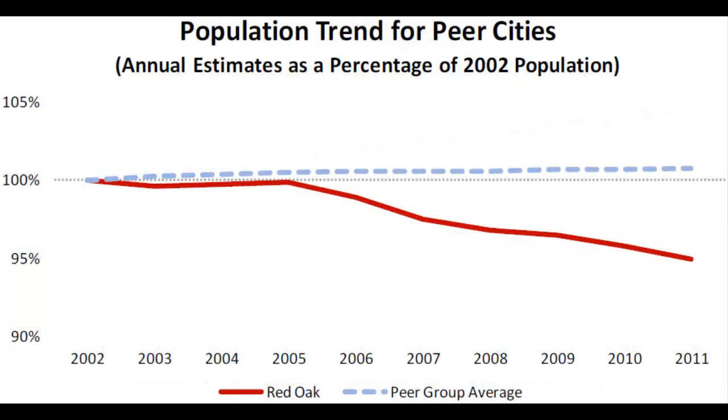Population trend for peer cities. Red Oak is in peer group number 3, which I believe has about 63 peer cities, and that's the blue dotted line. You can see that it's just barely increasing in population over the last 10 years, but Red Oak, as we saw on the last slide, has actually decreased about 5% over the past 10 years as compared to their peer cities.